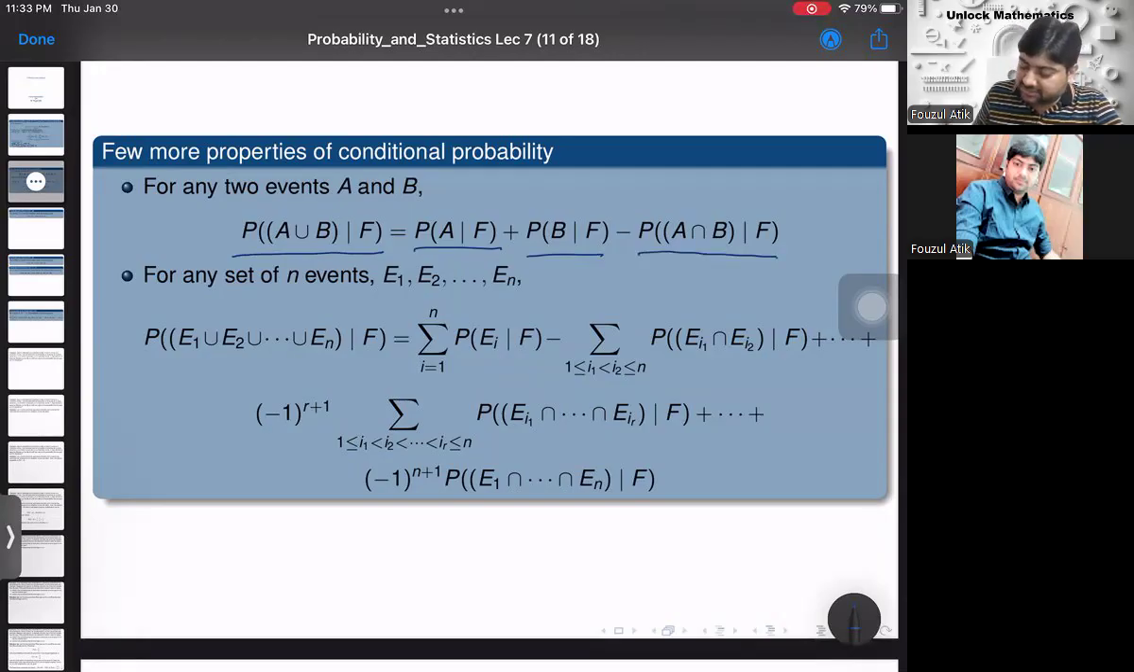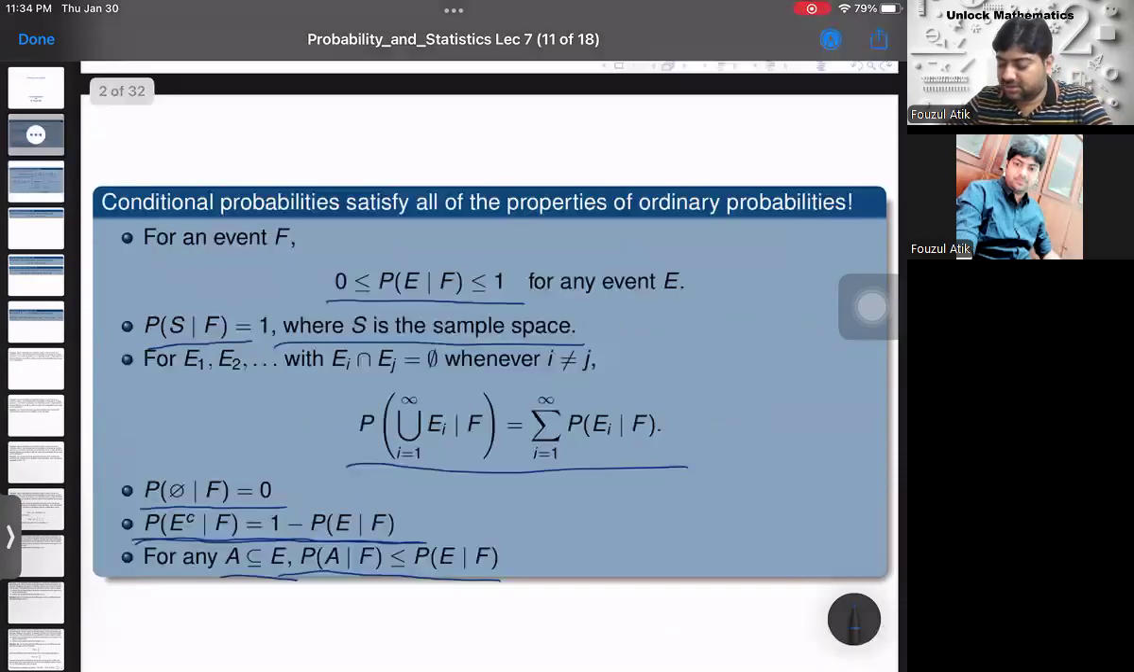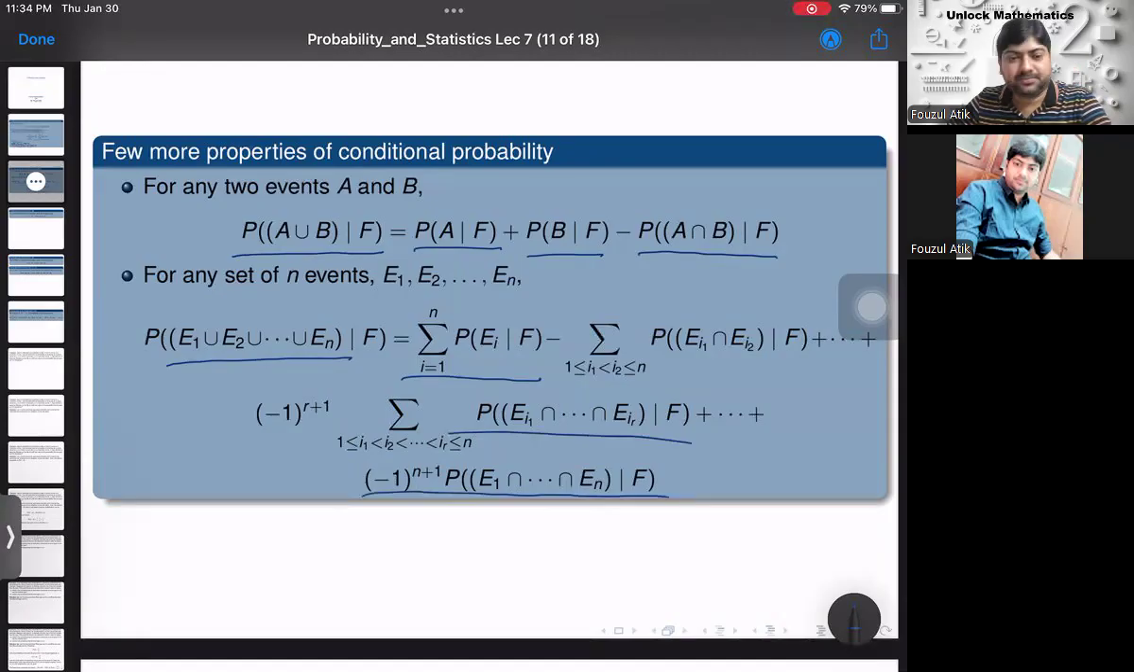And if we extend this formula, we know that if you have n events, the probability of their union is the sum of all the individual probabilities, alternately plus or minus, taking two combinations, then plus 3 combinations, minus 4 combinations, like that. We have discussed these things in our ordinary probability proposition, so they will all be satisfied in the case of conditional probability. So we should keep note of all these properties. I'm showing it again.